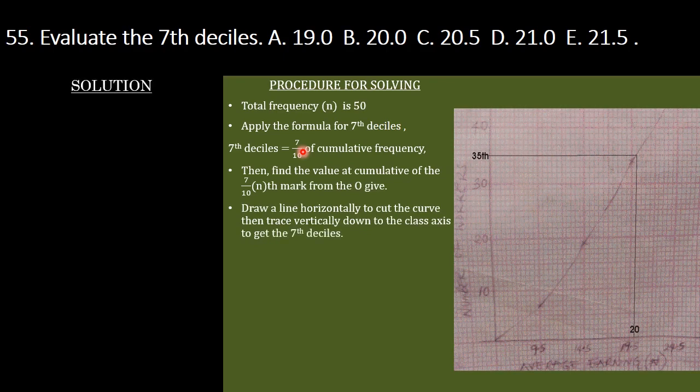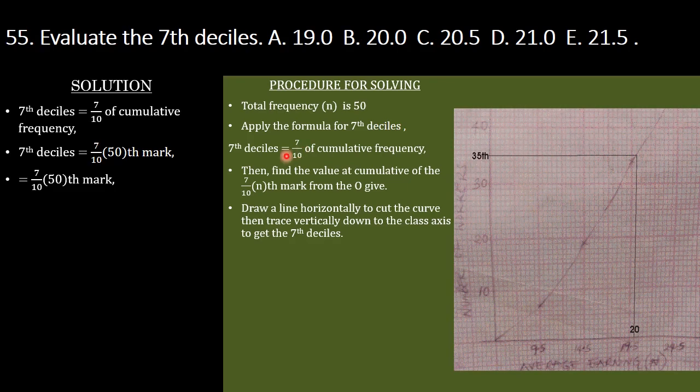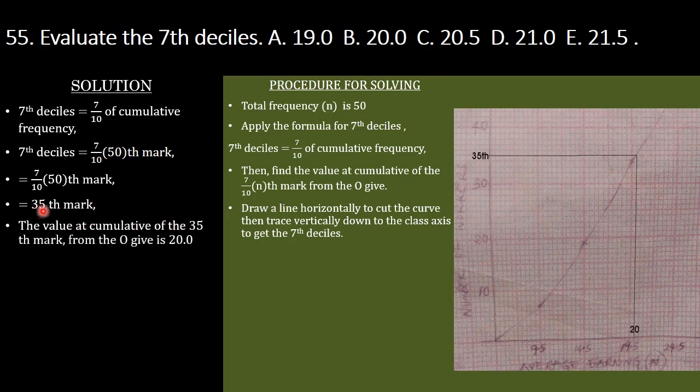7th decile is equal to 7 over 10 of cumulative frequency. Now 7th decile is equal to 7 over 10 multiplied by 50, which is the 35th mark. Let's draw a line horizontally to cut the curve. Here is the 35th mark. Now let's trace our 35th mark. Here is 10, here is 20, here is 30.